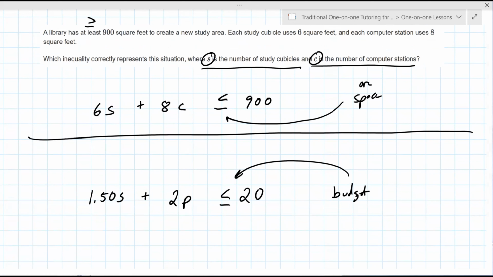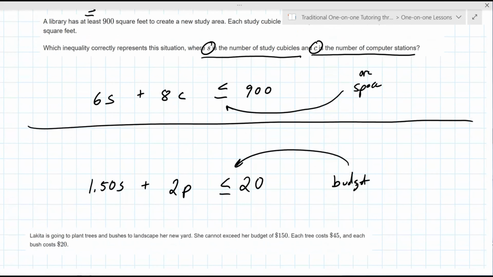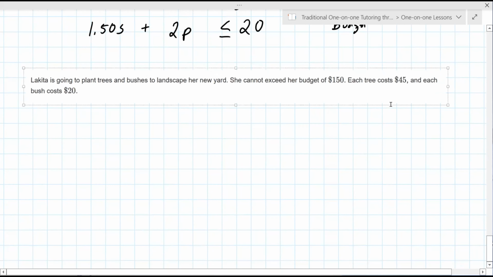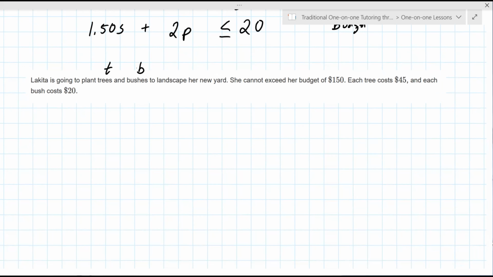Okay, let's try another one here. All right, so it says Lakita is going to plant trees and bushes. So they use the letter T for trees and B for bushes in her new yard. Her budget cannot exceed $150. She cannot exceed her budget of $150. Each tree costs $45 and each bush costs $20.